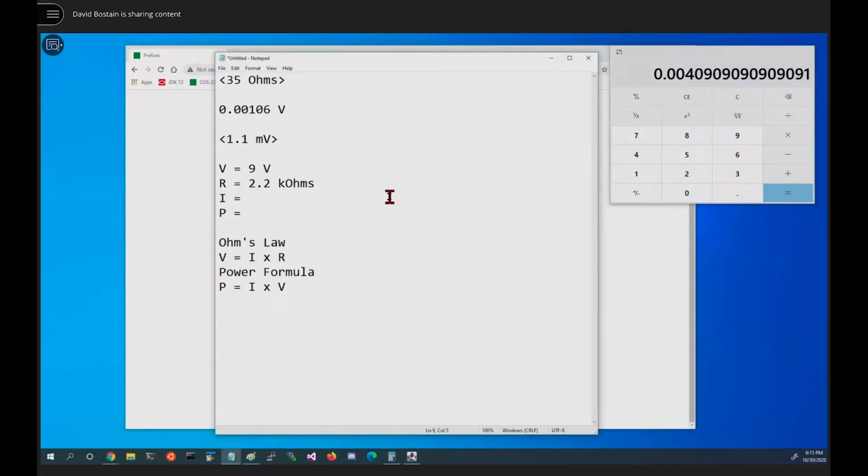So if we were putting this on the page in between the brackets here, it would be 0.00409 milliamps. But we're going to move the decimal place so that there's at least one, two, or three digits to the left of the decimal point. So in two significant digits, it's going to be 4.1 milliamps.